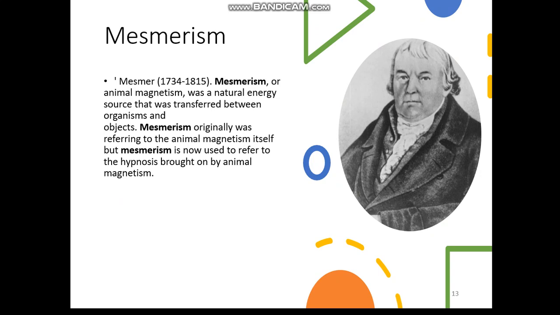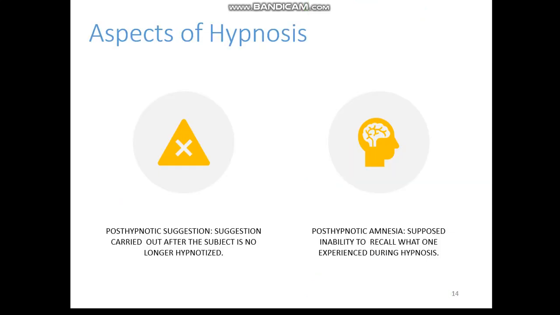Mesmerism. Mesmer, between 1734 and 1815, proposed that mesmerism, or animal magnetism, was a natural energy source that was transferred between organisms and objects. Mesmerism originally referred to animal magnetism itself, but is now used to refer to the hypnosis brought on by animal magnetism.